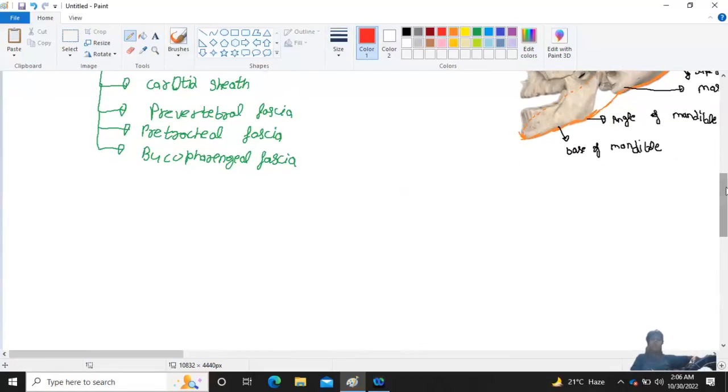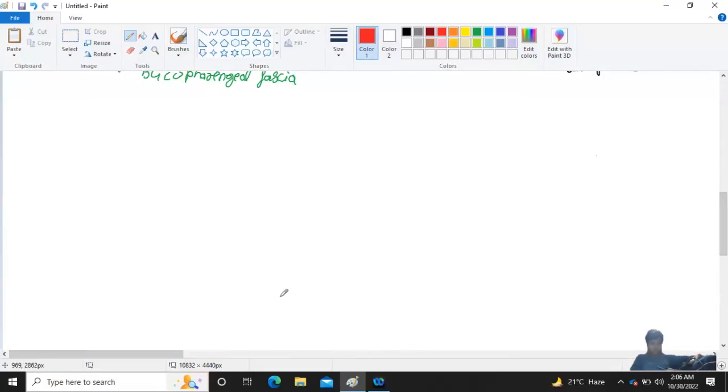So first we draw a transverse section to show all these fascias. First we know there is the back, the vertebra present. This is the vertebra, and there are many muscles attached to it. First we draw the fascias, one fascia surrounding this.